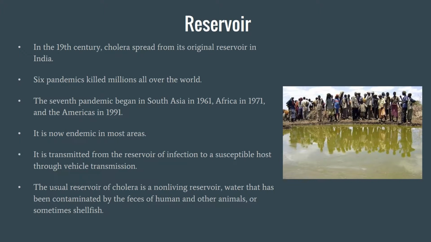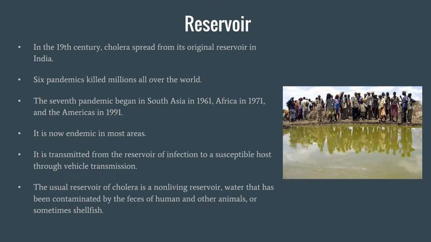Reservoir of Vibrio cholerae. In the 19th century, cholera spread from its original reservoir in India. Six pandemics killed millions of people all over the world. Then, the 7th pandemic began in South Asia in 1961, Africa in 1971, and the Americas in 1991. Cholera is now endemic in most areas.